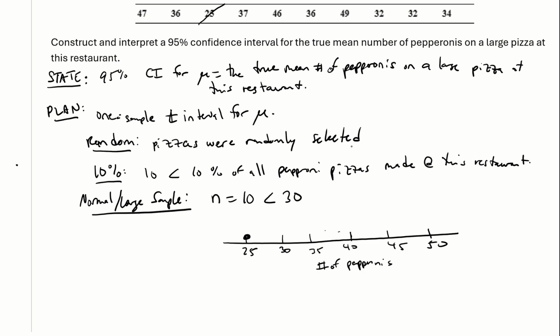We got 32, so two 32s. So that's 1, 2. That's for 32. We got 34. All right, and then we got 36. We got 37. We got two 36s. We got a 37. Then it looks like we got 40s. So we got 46, 47, and 49.